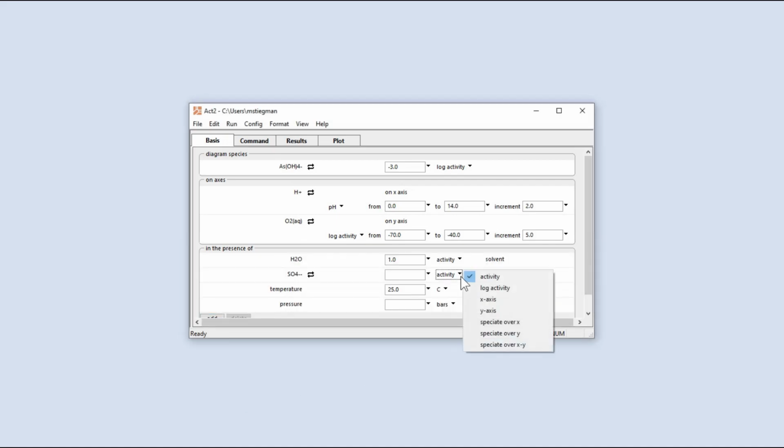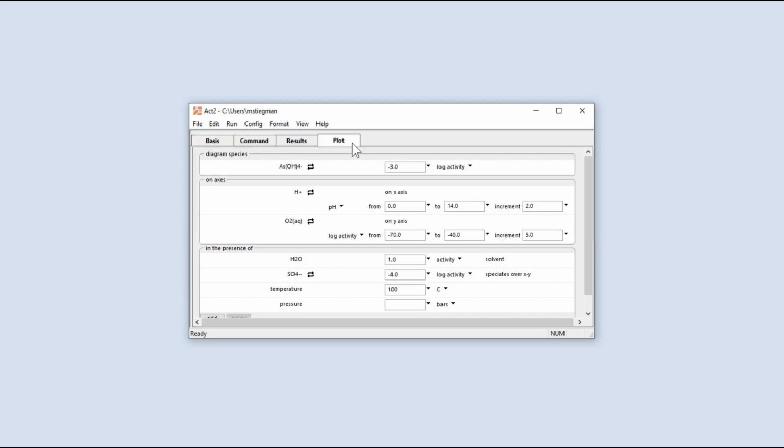By default, Act2 considers the complexing ion only in its indicated form. A mosaic diagram, however, accounts for its speciation with one or both diagram axes. To implement the feature, check Speciate over XY. Finally, I'll set the temperature to 100 degrees Celsius.